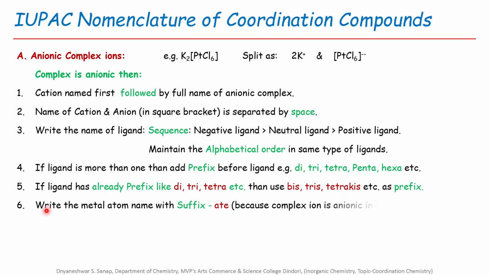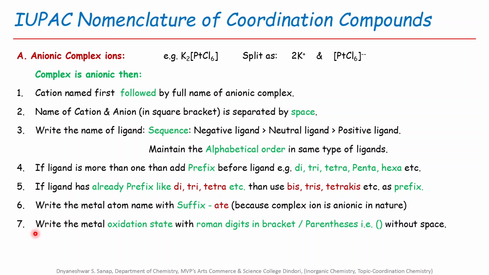The sixth important point is, for anionic complex ion coordination compounds, we have to write the metal atom or metal ion name with the suffix ate, because the complex ion is anionic in nature, and that's why we write ate as a suffix for the metal atom or ion while writing the name. The seventh important point is, after writing the suffix without space, we have to write the oxidation state of the metal atom or ion in Roman digits in brackets, in parentheses, like this.